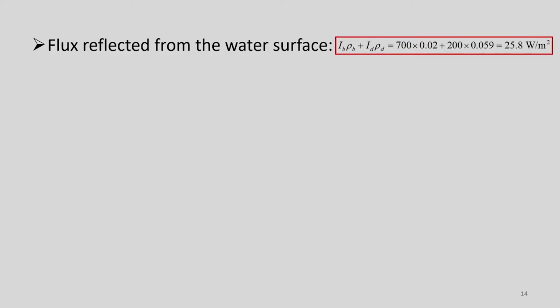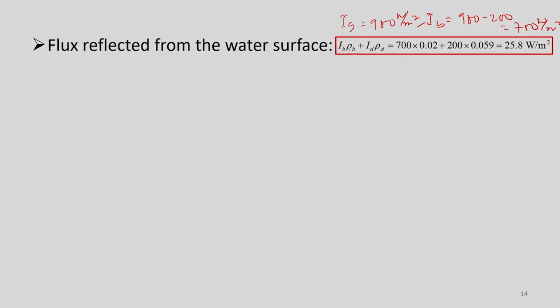So with these values we can calculate the flux reflected from the water surface. How can we calculate it? We know rho b and rho d now, and I b is known because I g is given as 900 watt per meter square. So what will be I b? I b will be 900 minus 200, because I d is given as 200 watt per meter square, so it will be 700 watt per meter square.